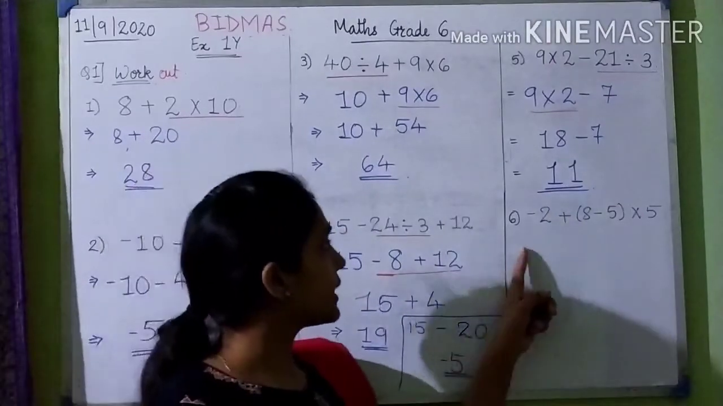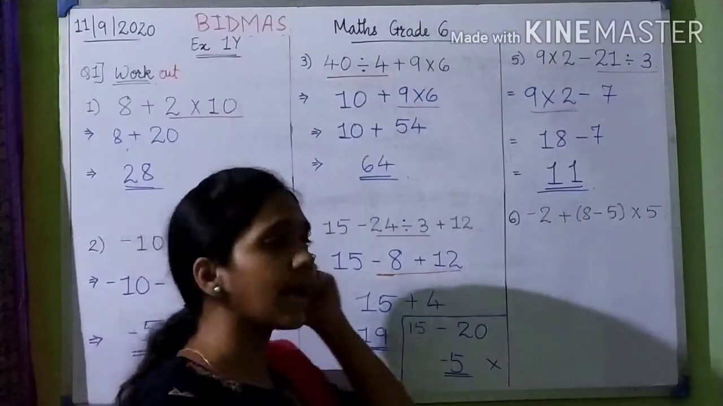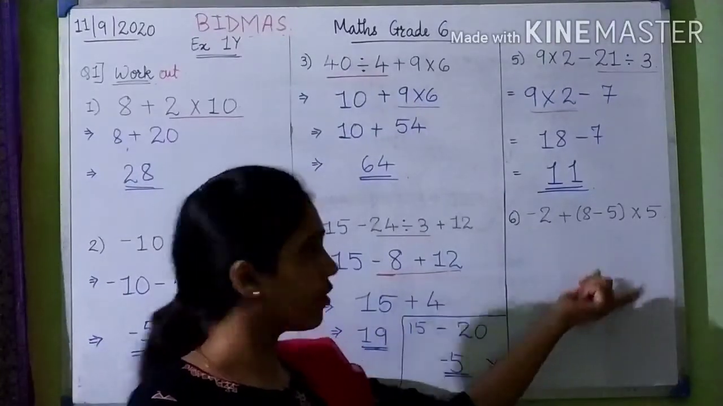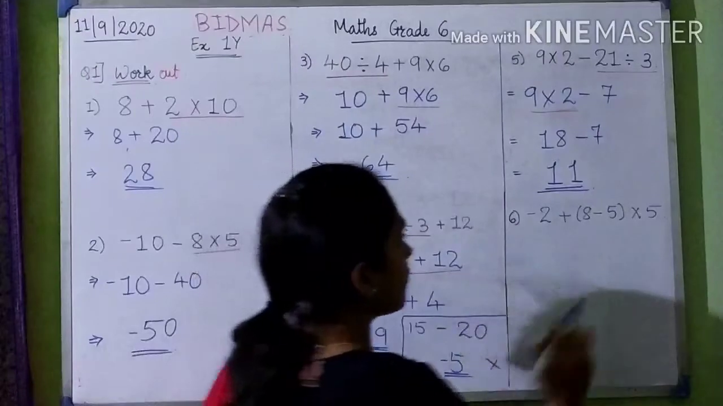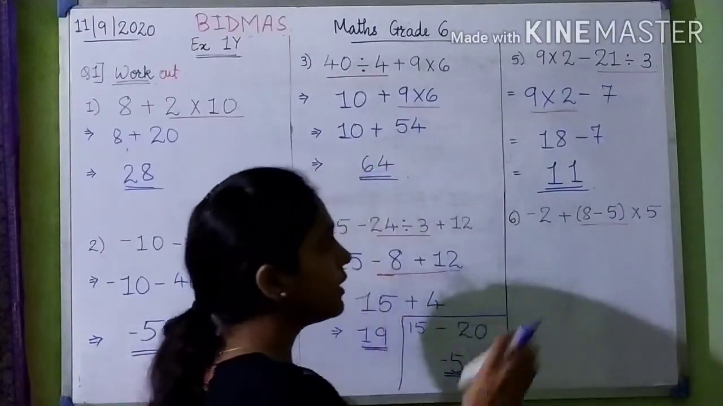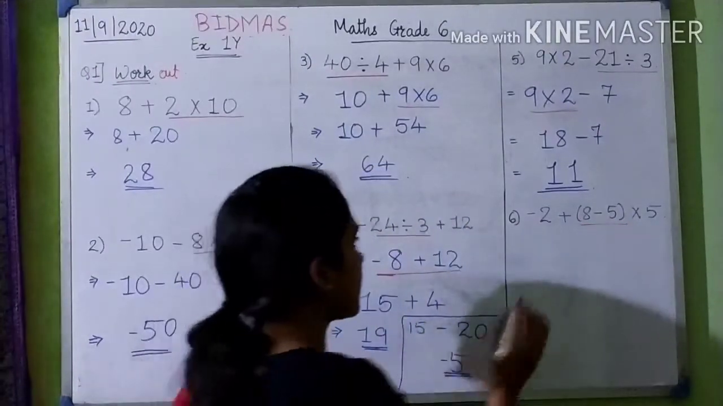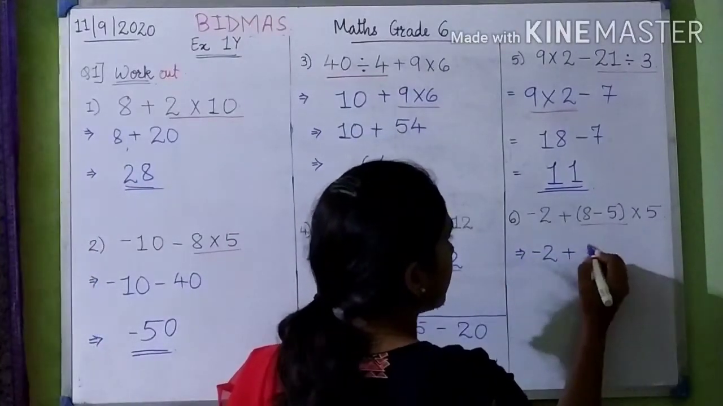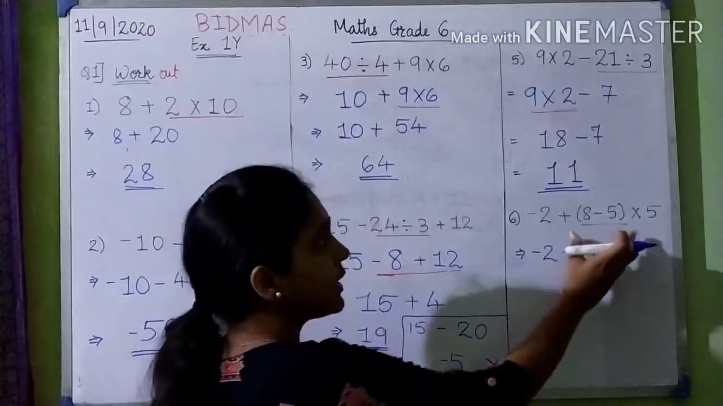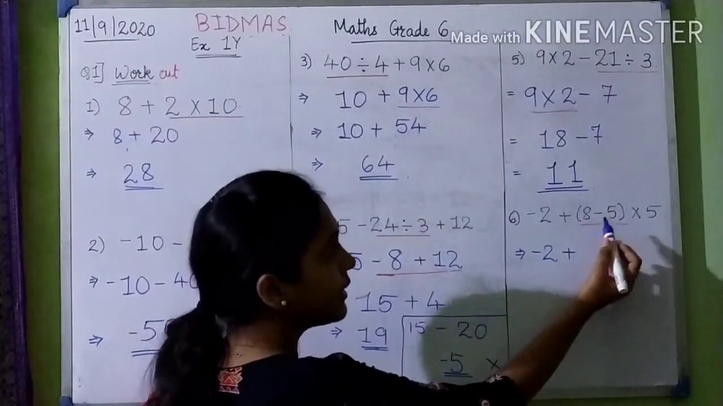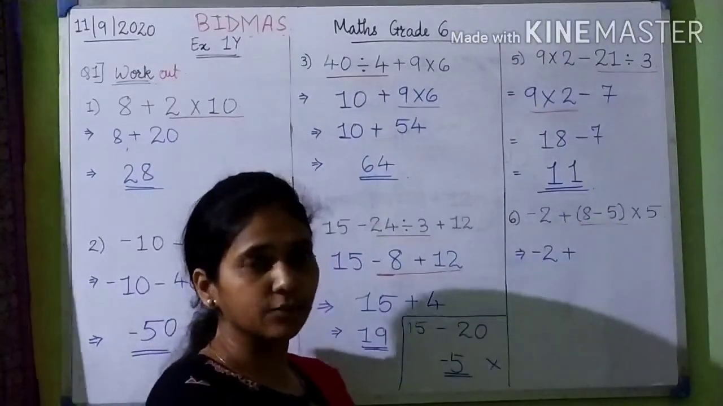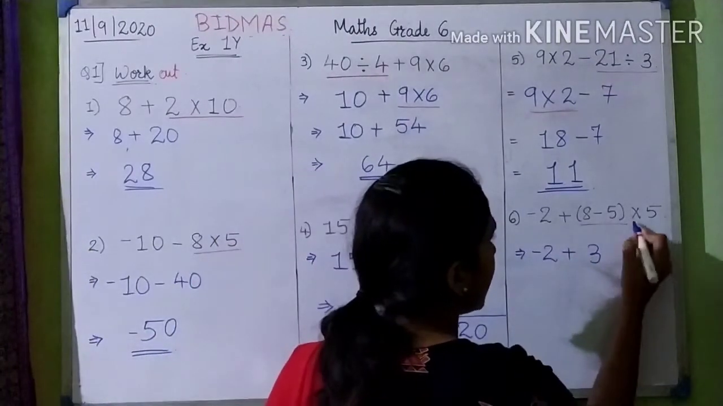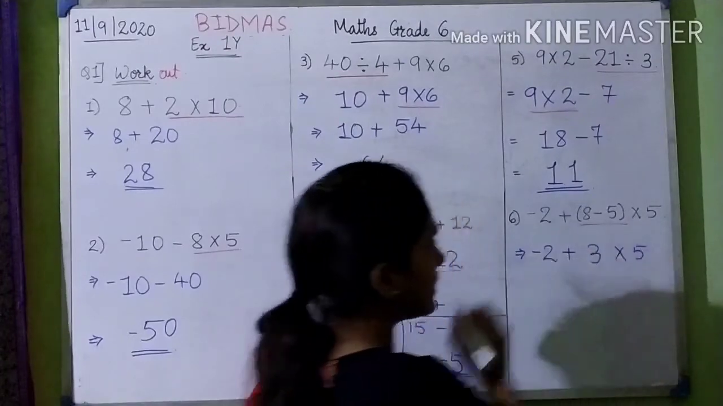Now the sixth one. In the sixth one you can see that there is a bracket. So when there is a bracket, you have to solve the bracket first. So we will solve this bracket first and we will leave everything else as it is. So minus 2 will remain as it is, plus what is 8 minus 5 now? We are solving this bracket. So what is there in the bracket? 8 minus 5 is there in the bracket. So what is 8 minus 5? 3. So I write 3. Then multiplied by 5 remains as it is.